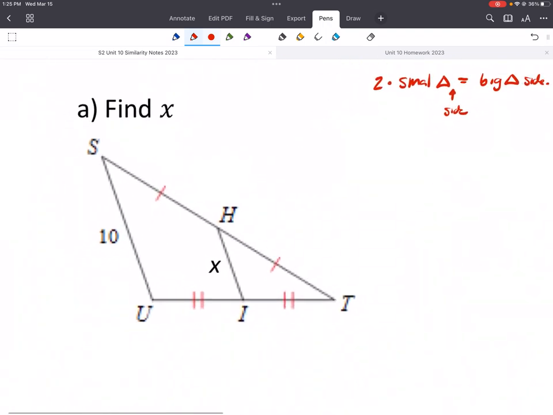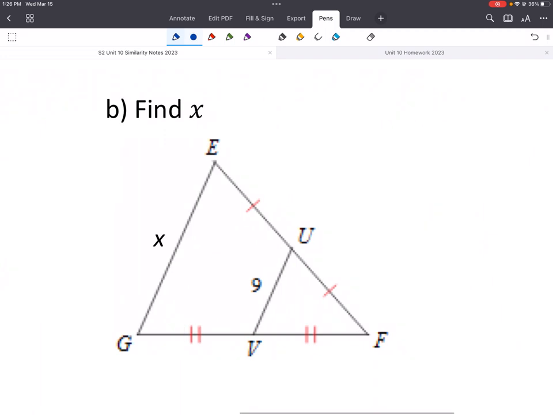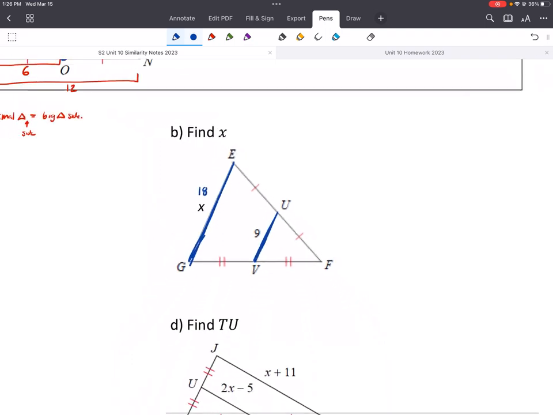Okay, so let's see if that makes any sense. I don't know if I explained that super well, but if this is 10, what would this have to be? Well, this would have to be 5, because 5 times 2 would give us 10. All right, what about B? If this is 9, what does X have to be? Well, that would have to be 18. So we're basically just taking the smaller triangle's side and multiplying it by 2, and that gives us the side of the bigger triangle, because all of its sides are just being doubled.